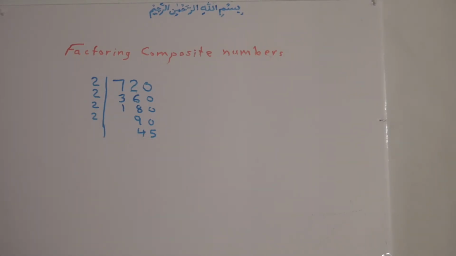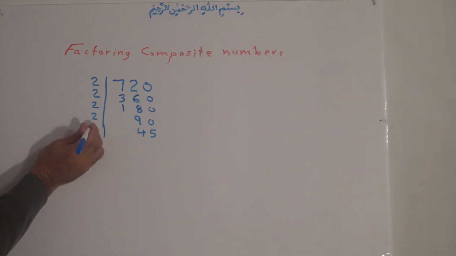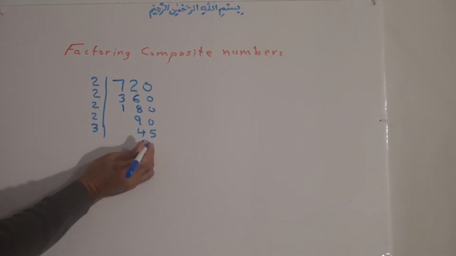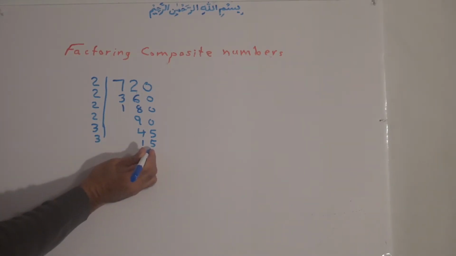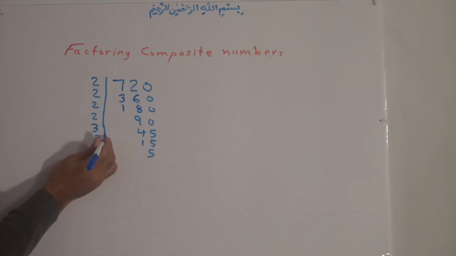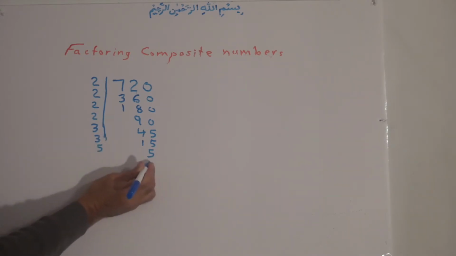4 plus 5 is 9, 9 is divisible by 3, so this 45 is divisible by 3, we write 3. 1, 3, 3, 5, 3, 15. Again by 3, 5 times 3, 15. Now by 5, 1 times 5, 5.